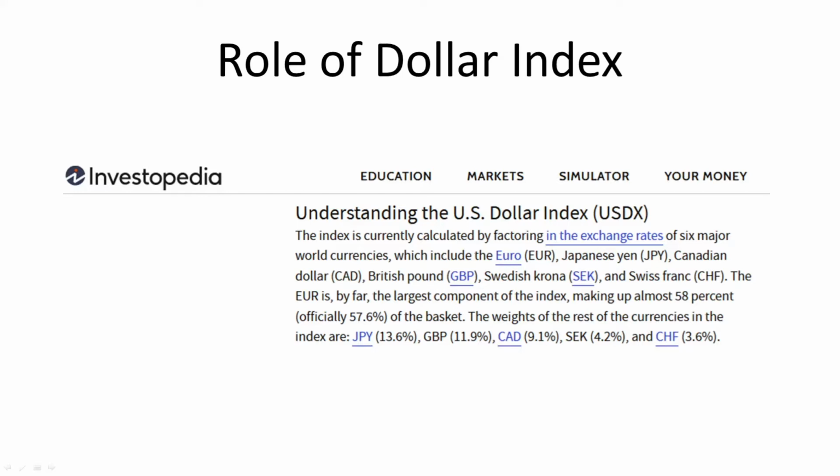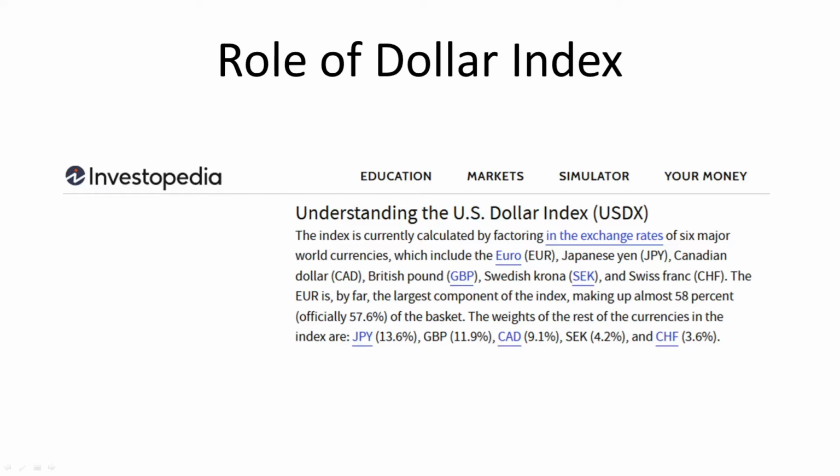So, a clarification for what the US dollar index actually means. Basically, it compares the US dollar against a basket of currencies. The biggest currency that it compares against is, let's see, the euro. So the euro makes up 50% or 58% of the basket. It also compares against currencies like the Japanese yen, the British pound, the Swedish krona, and the Swiss franc.